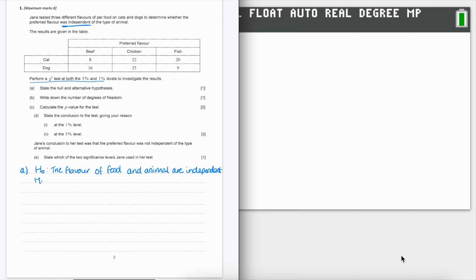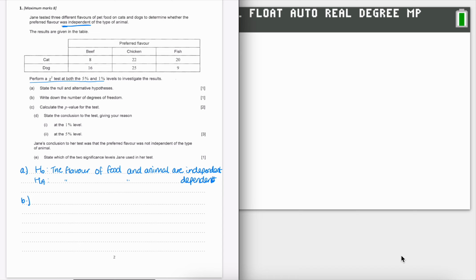And then for the alternate, which you can write as HA or H1, and it's exactly the same. In the exam, you would need to write it all out, are dependent. Okay, so dependent. Part B is then asking you to write down the degrees of freedom.